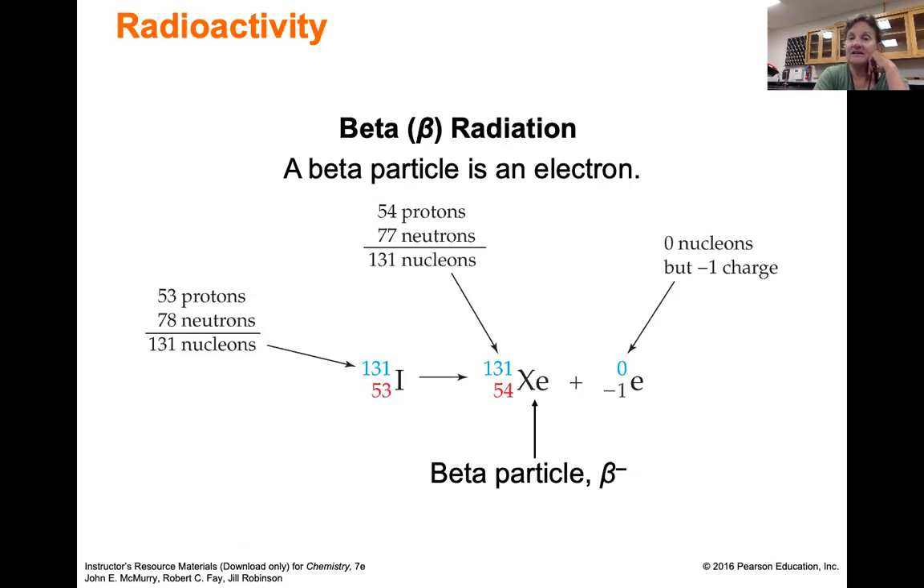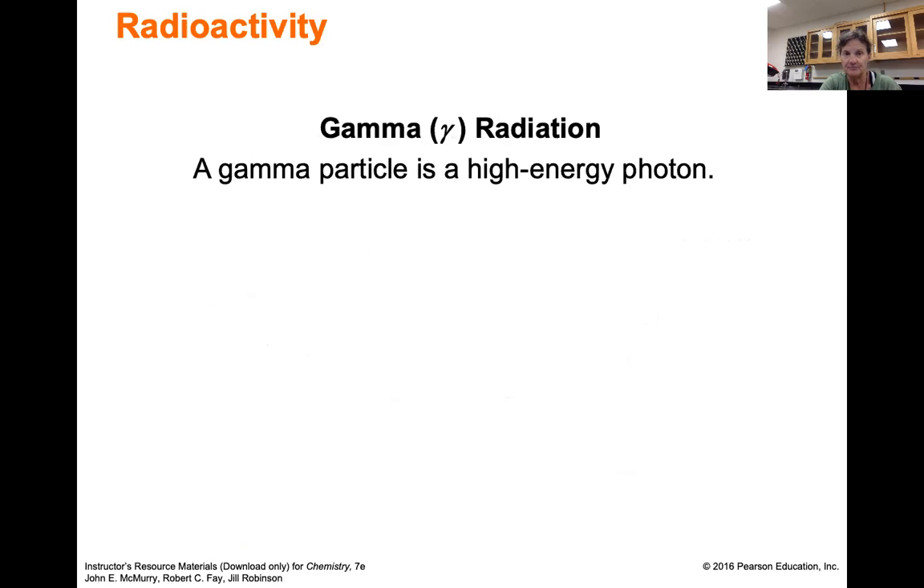And then the electron has a -1 charge. And so -1 and positive 54 adds up to positive 53. So it doesn't matter what particle comes off, you're going to balance nuclear reactions in the same way.